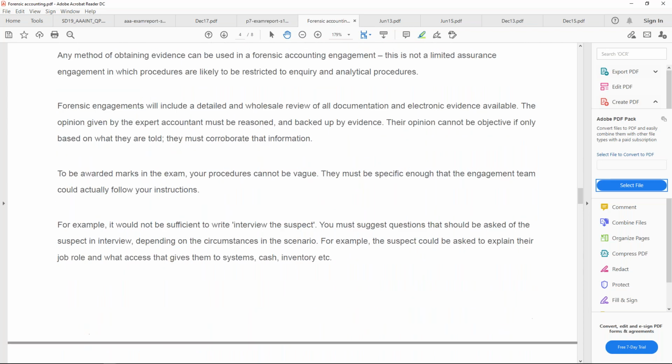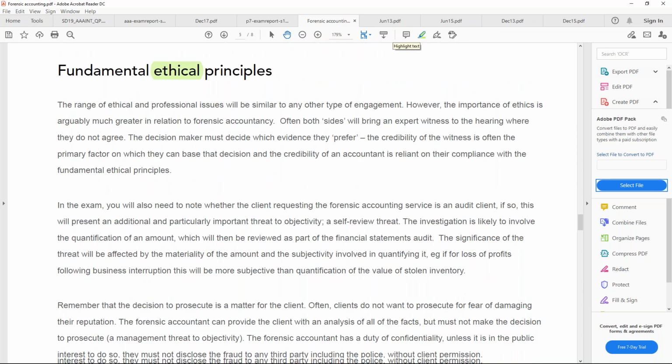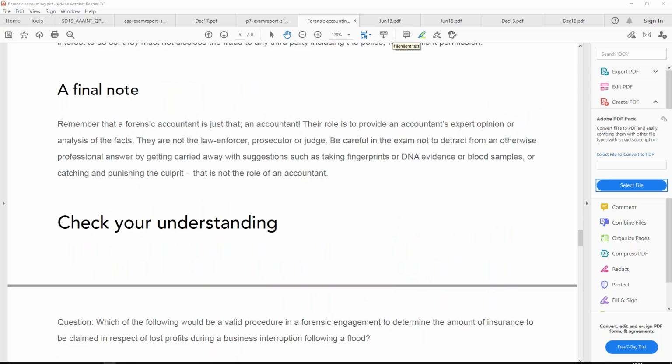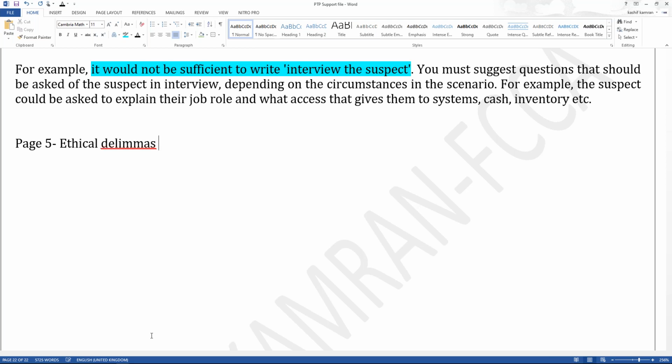We have gone down to ethical principles. Please do read the ethical principles. What can be some ethical dilemmas if you're offering a forensic investigation to your existing client? Please read that, and then it ends with a final note. So please ensure that back at home, you also read page number 5. On page number 5, you will get some ethical dilemmas. We have already covered those on day 2.